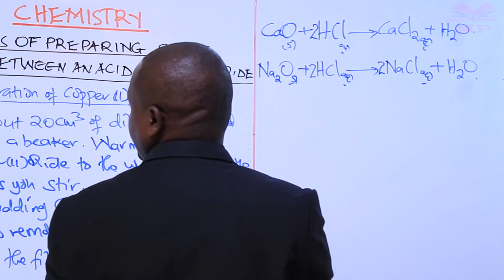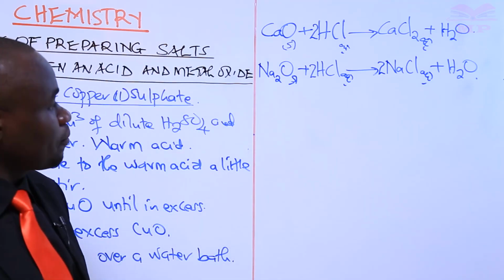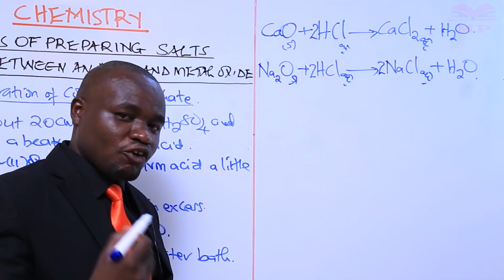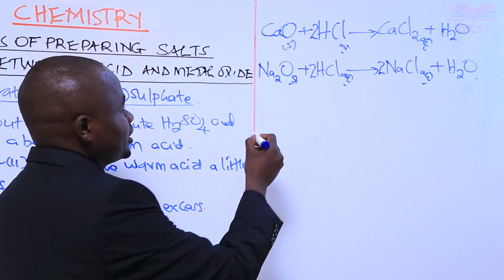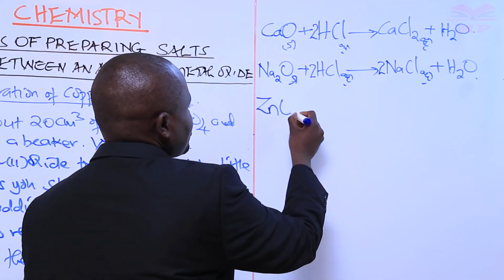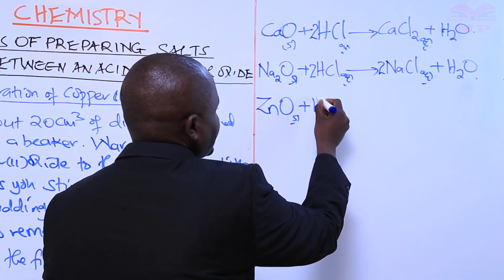Maybe one more. Formation of zinc nitrate. We need to know that zinc nitrate is formed from nitric acid. That means we are reacting zinc oxide with nitric acid.